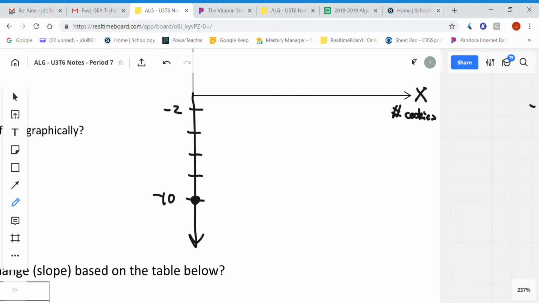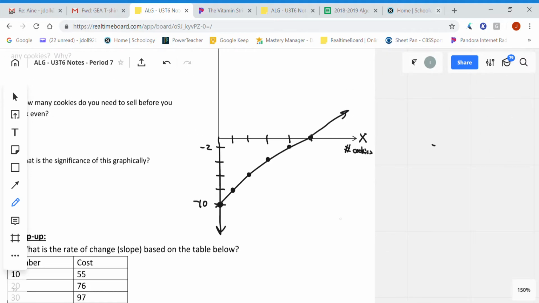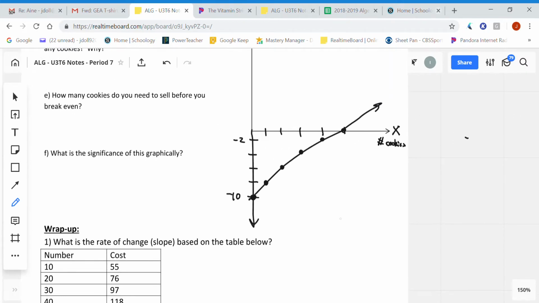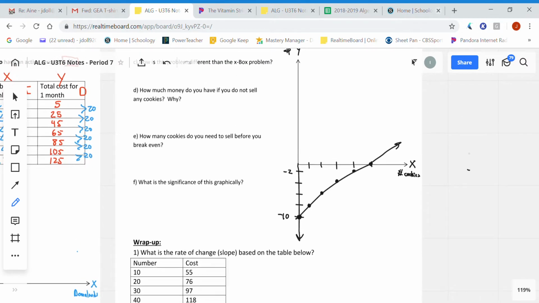Now my rise, my slope is 2 over 1, so I go up 2 and right 1, up 2 and right 1, up 2 and right 1, up 2 and right 1, and finally, that's not going to be very much of a line, but that's because I'm a bad artist, right? We can see we're going to have a line that does something like that. That would be a graphical representation.